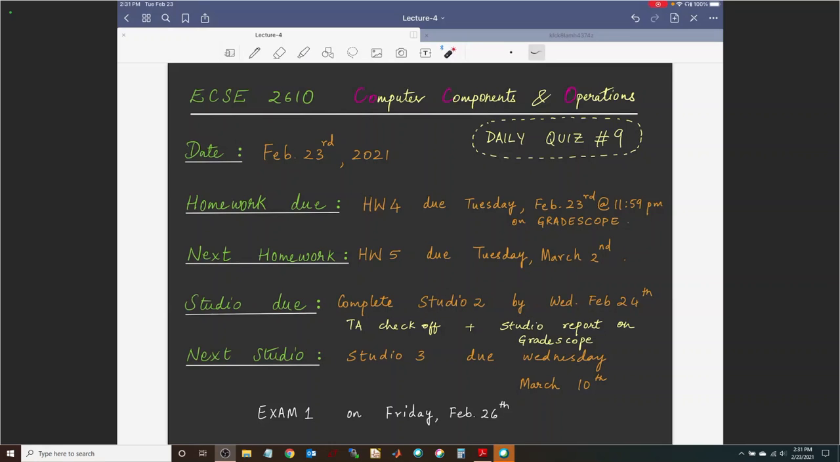I would encourage you guys to attempt these problems before the exam. They are not due until after the exam. So they're due March 2nd. So that's Tuesday of next week.